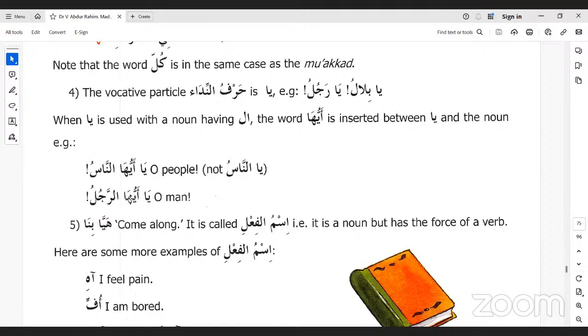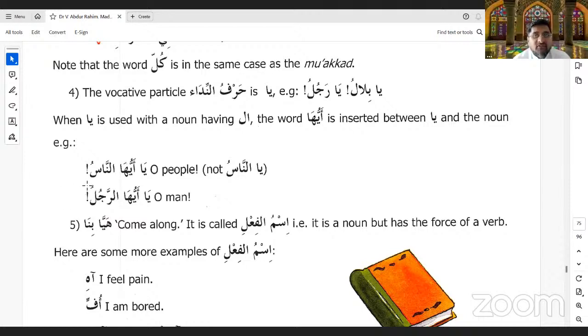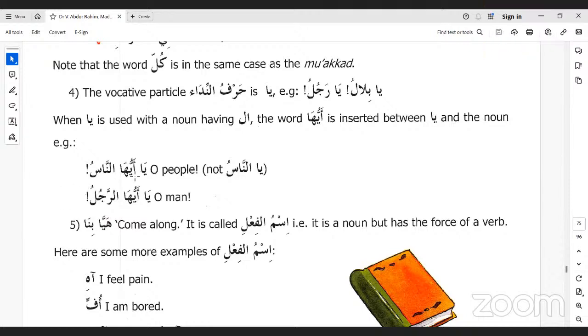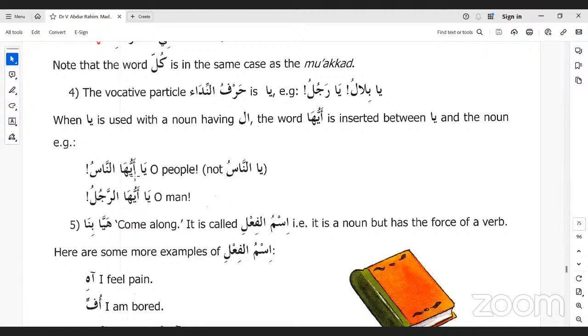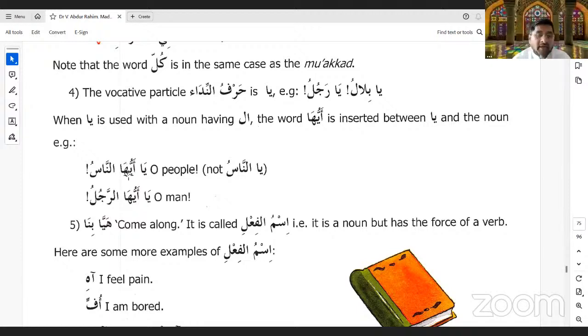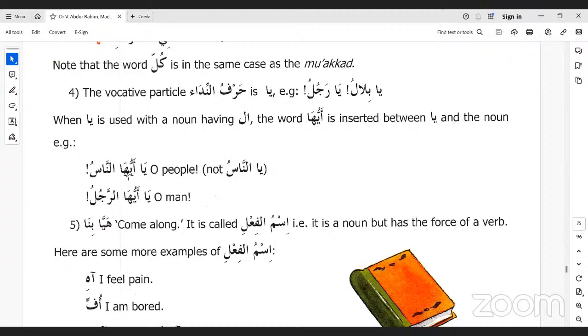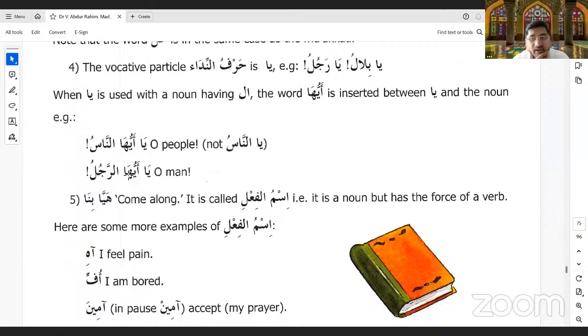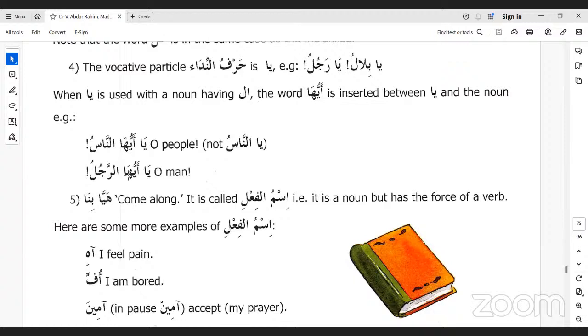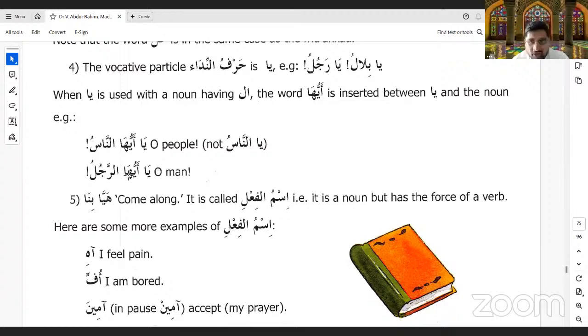When the thing being called is feminine, ayyuha changes to ayyatuha. Ya ayyatuhan nafs, because nafs is feminine. So it changes from ayyuha to ayyatuha. When you read the Quran, you'll see this. يا أيتها النفس المطمئنة ارجعي راضية مرضية فادخلي في عبادي وادخلي جنتي. So irji'i, wadkhuli, all of them are commands for the singular feminine.